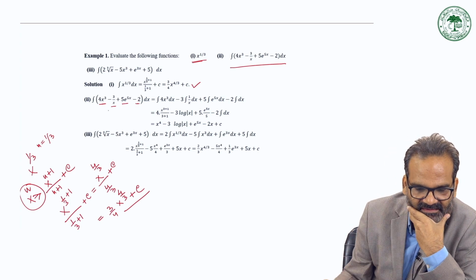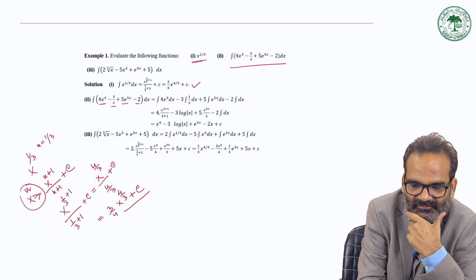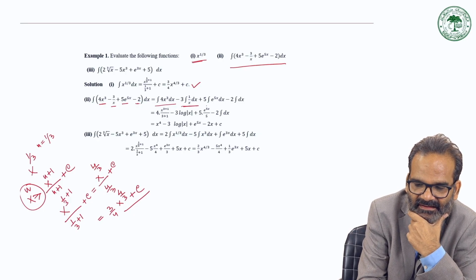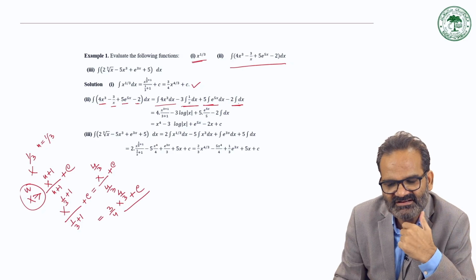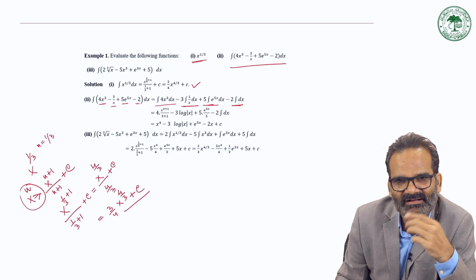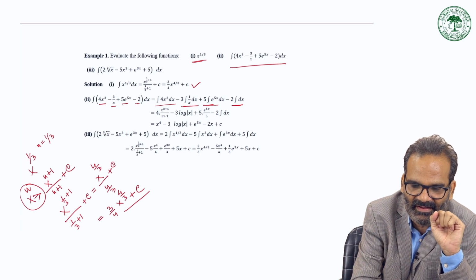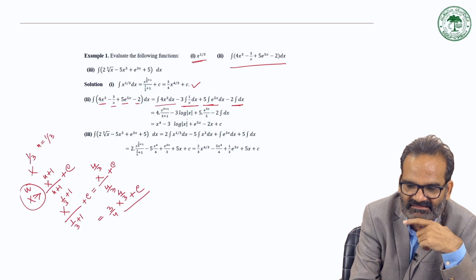So 4x^3 minus 3/x plus 5e^(5x) minus 2 can be written as the integral of 4x^3 dx, the first function, minus 3 taken outside the integral of 1/x dx, plus 5 taken outside the integral of e^(5x) dx, minus 2 taken outside the integral of dx only. Now you know the integral of all. What is the integral of x^3? By the formula of x^n, it is 4 times x^(3+1)/(3+1). The integral of 1/x we know is log x, so you will get minus 3 log x.